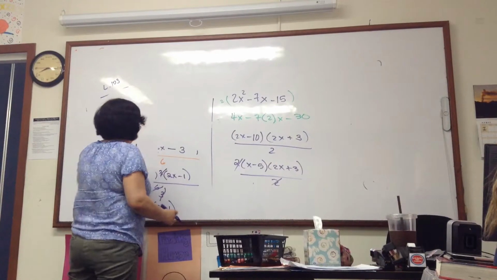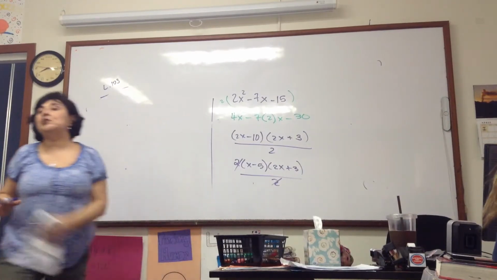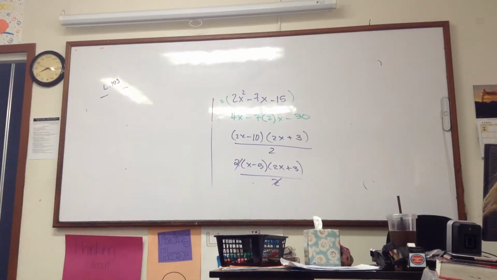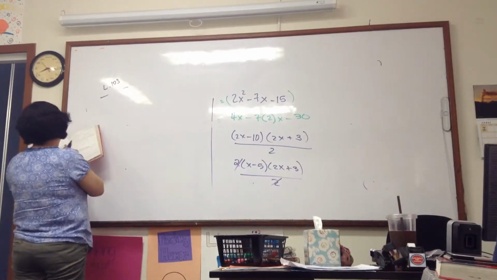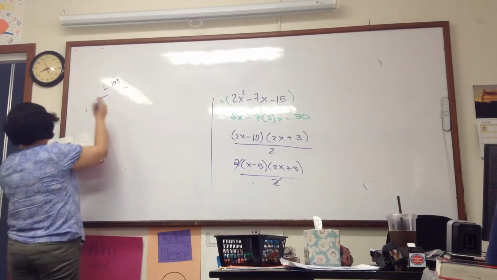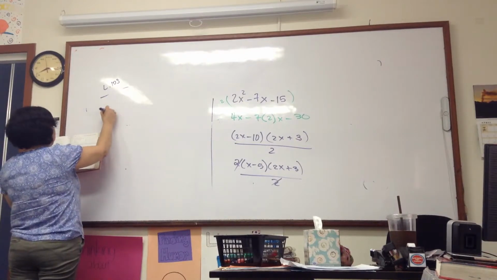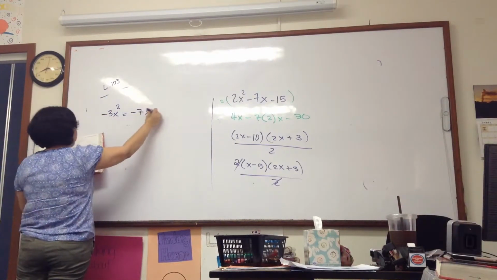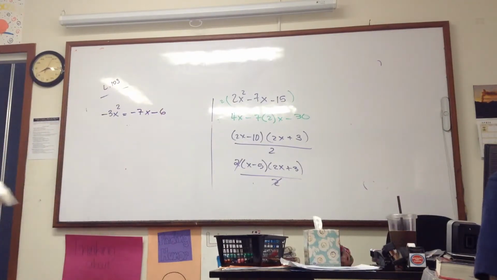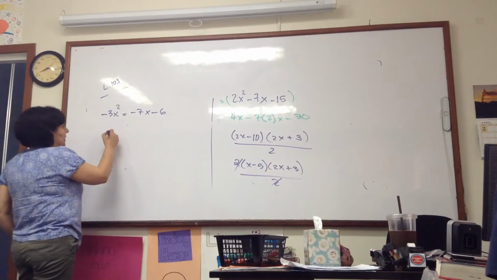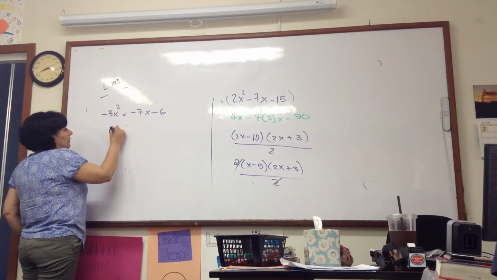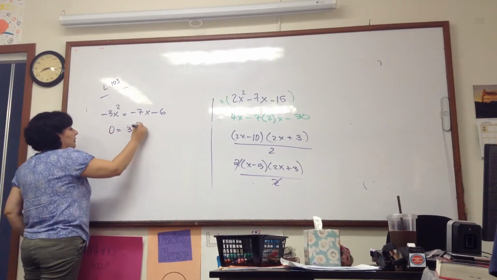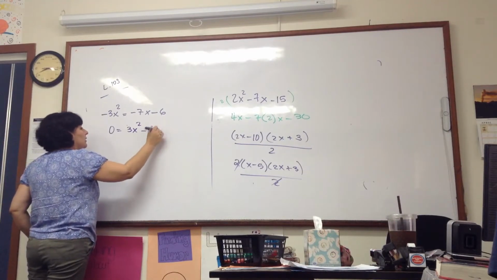Let me do one more without doing every single step. Check this one out. 3x squared equals minus 7x minus 6. What's the first thing I have to do? Pass everything to one side. So I've got 3x squared plus 7x plus 6 equals 0.